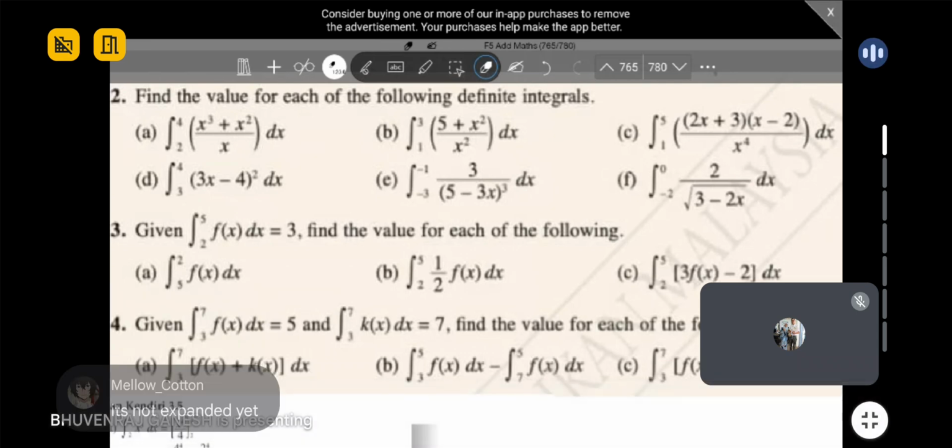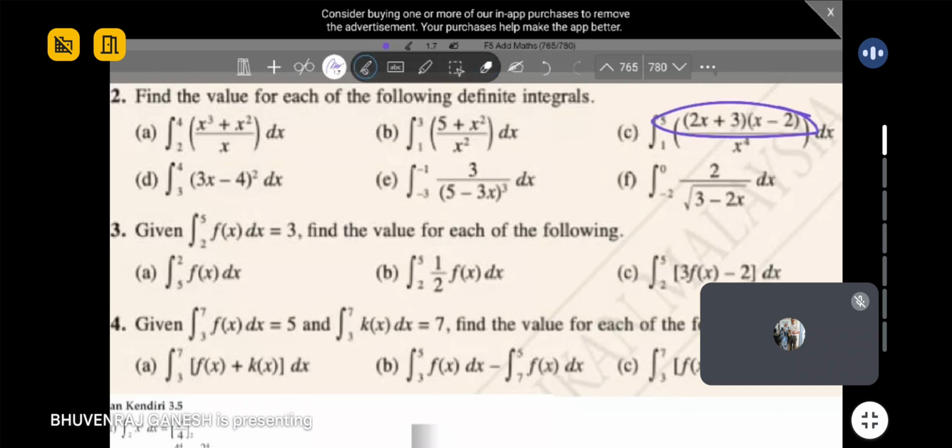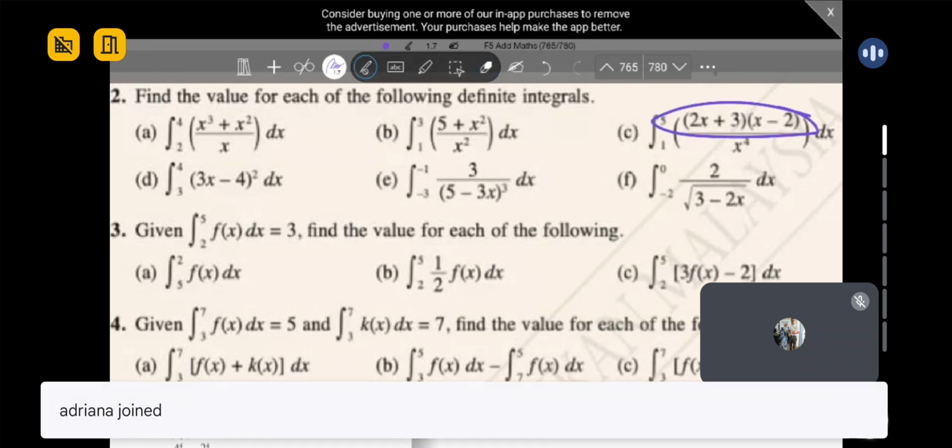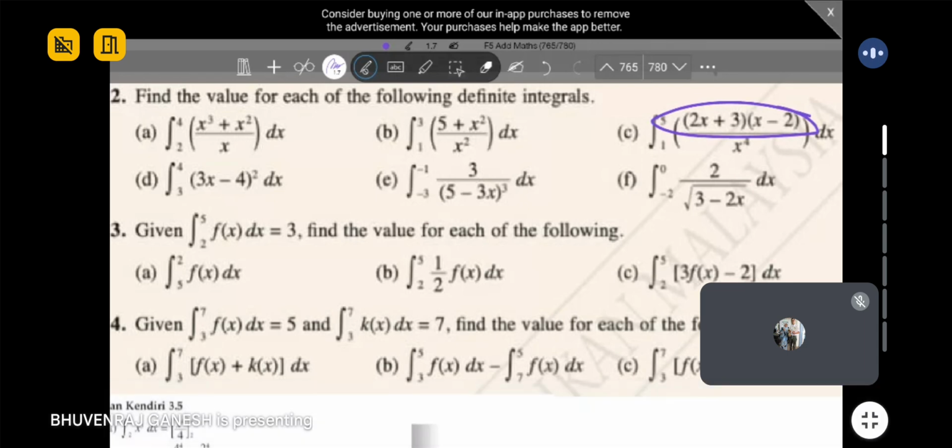Yes. Okay, the answer is it's not expanded yet. Correct. Okay, so guys, try to look here. Is this already expanded? This one is not expanded yet. Not expanded yet, so you cannot directly integrate. You cannot direct integrate. Okay?